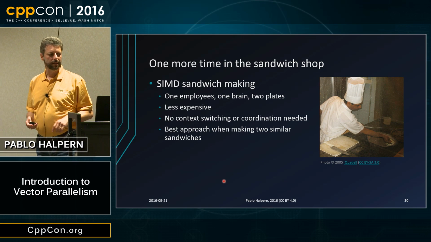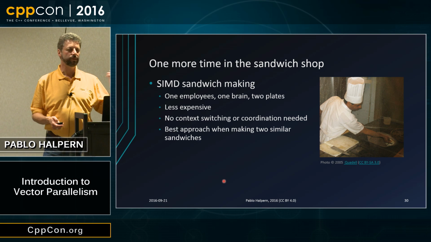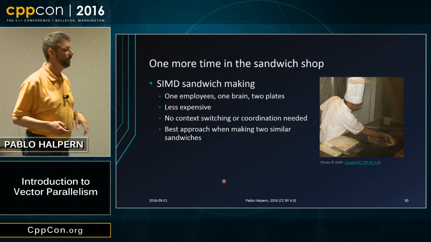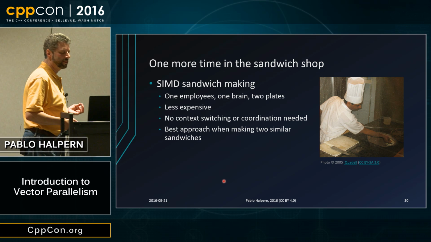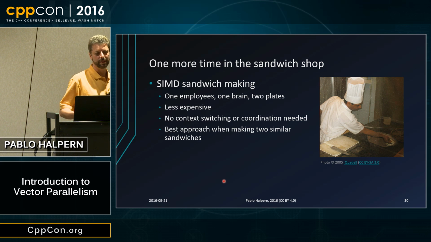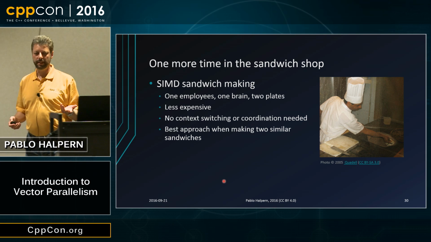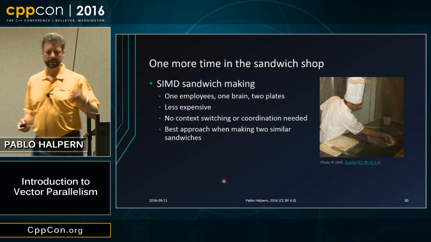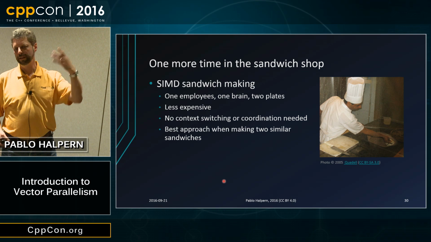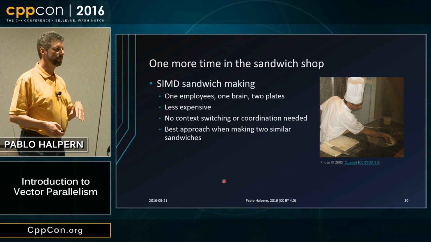What about SIMD? We've already kind of gone through this, right? Now we have one employee, one brain, one wage. It's less expensive because there's only one person. There's no context switching or coordination. That's all really good. But if the sandwiches are not nearly identical, you don't really gain anything. You slow down the process because they effectively end up being serialized. If you have these two radically different sandwiches, they're going to end up making one sandwich and then the other. So it'll be slower than two employees for that.